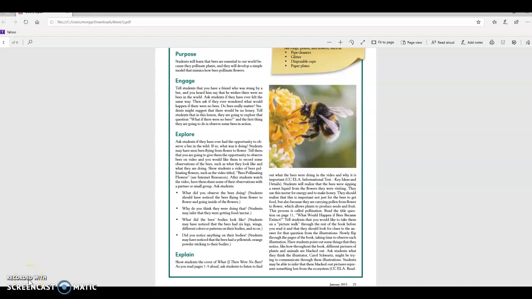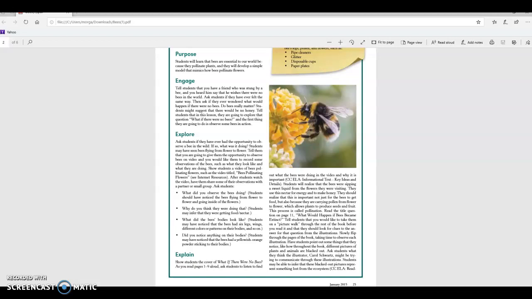For the first part of the lesson, we're going to tell the students that we have a friend who was stung by a bee, and you heard him say that he wishes there were no bees in the world. So this is the hook for the lesson, and we're going to use this to gauge the students' background and their experiences with bees, what they know about bees, to feel out what they know so far. Next, we're going to show the students a video of bees in their natural habitat and have them observe what the bees are doing and ask them to describe what they see them doing.